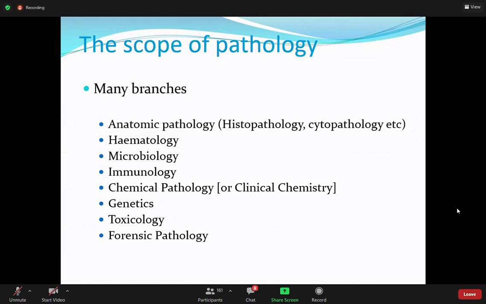Then toxicology and forensic pathology. These are 2 branches which are actually held together. Forensic pathology is when we do the same thing in a dead person. If we take a piece from the dead person, that's called autopsy, not biopsy. Biopsy is taken when the patient is alive. Autopsy is done when the patient is dead. And toxicology actually tells us which poison or which chemical has killed this patient, right? So this is a study of a dead person. So these are the different branches of pathology.